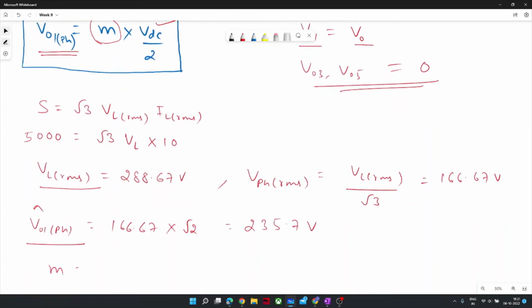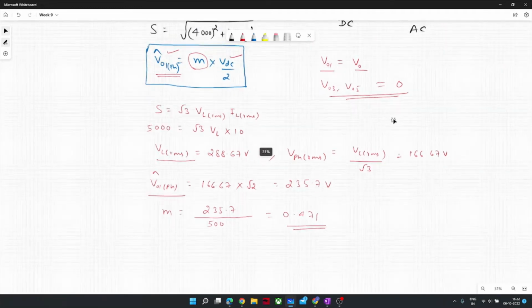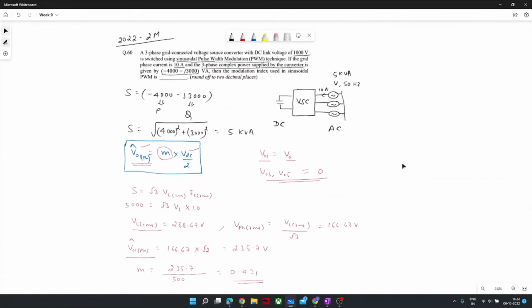So M will be 235.7 divided by VDC by 2. So that will be 500, since VDC was 1000, so VDC by 2 is 500. So that will come out to be 0.471. So this was the answer. Any doubt in this problem? So I guess you understood this part.